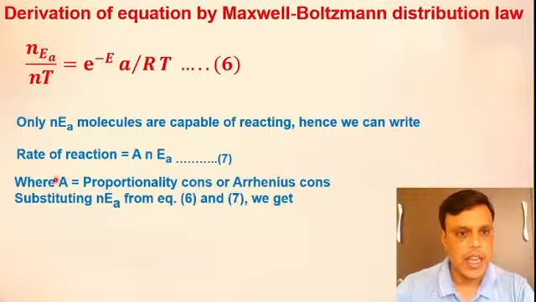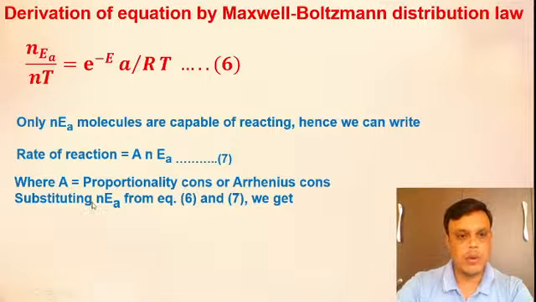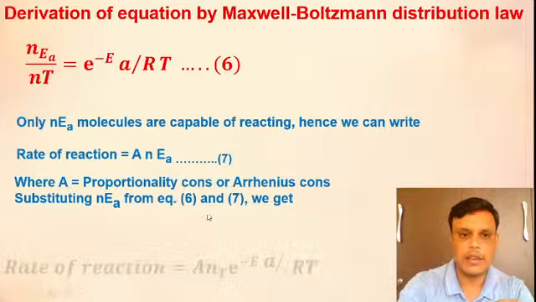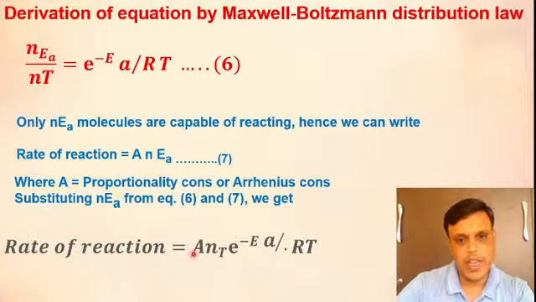What is this A? It is called the proportionality constant or Arrhenius constant. Now we'll substitute this N and E_A from equations 6 and 7. We will get rate of reaction equals A N_T e raised to minus E_A by RT. So this we will get after substituting this value.